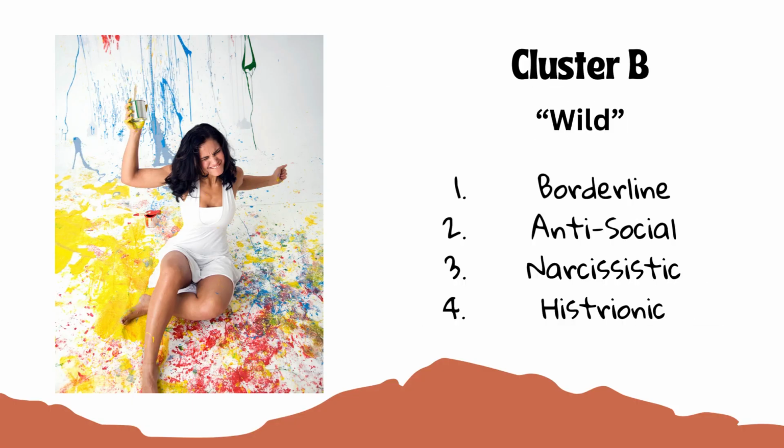So, cluster B, also known as the wild type, is called wild due to the emotional instability associated with each other. It consists of four characteristic traits, which are the borderline, antisocial, narcissistic, and histrionic personality traits.